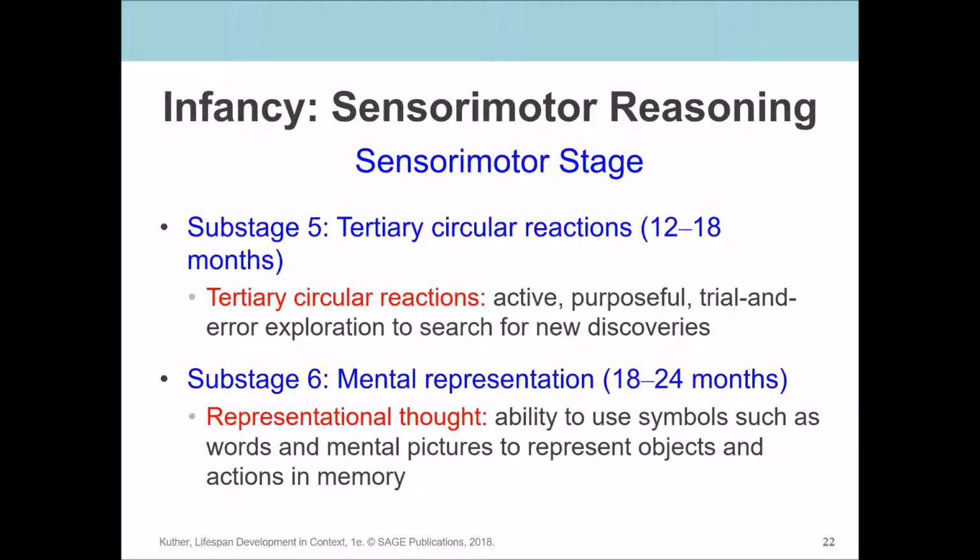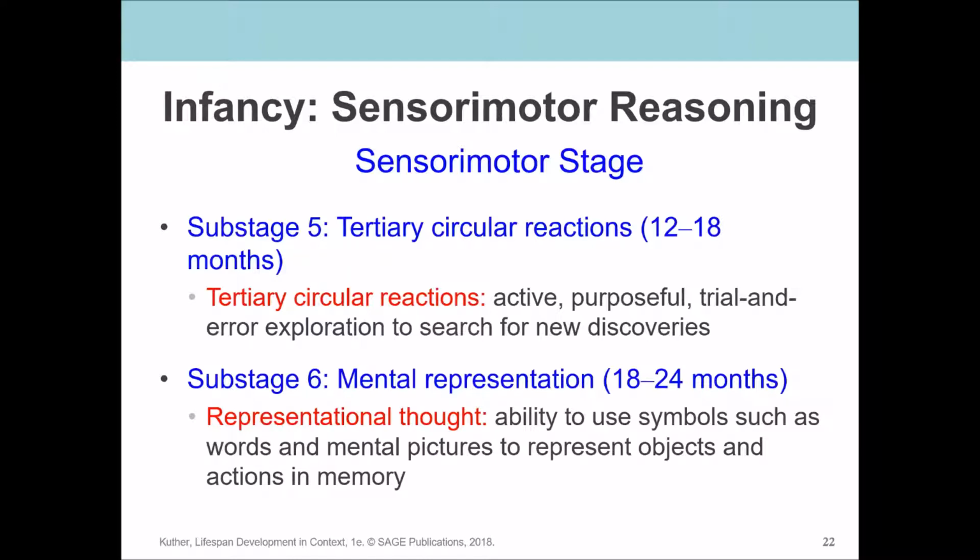Substage 5, tertiary circular reactions. This is active, purposeful, trial and error exploration for new discoveries. And this is what I was describing before with young infants throwing toys off of the high chair and then observing what happens when I throw this toy or that toy. How does it react differently to hitting the ground? So they become little scientists at this age.